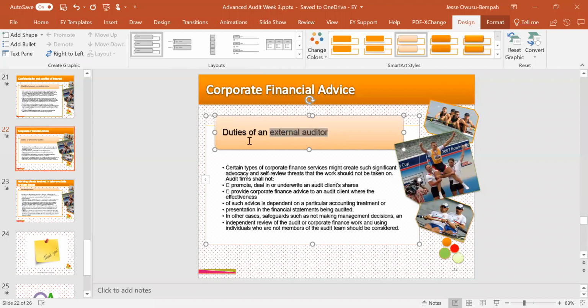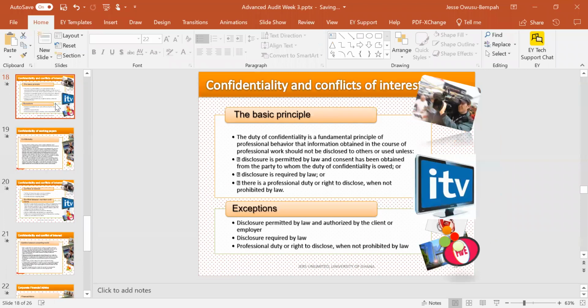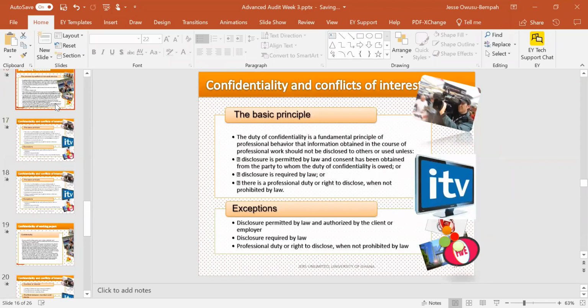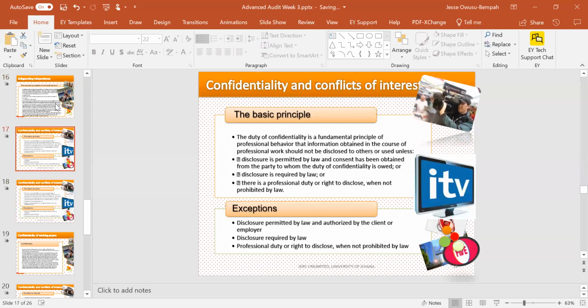Okay. So are there circumstances under which the auditor will be required to disclose? Yes, please. What will be some of the circumstances? I think you can disclose when the law requires you to disclose. So in a court case, when you're called to testify, you are obliged to disclose by the law. Okay, that's a good one.